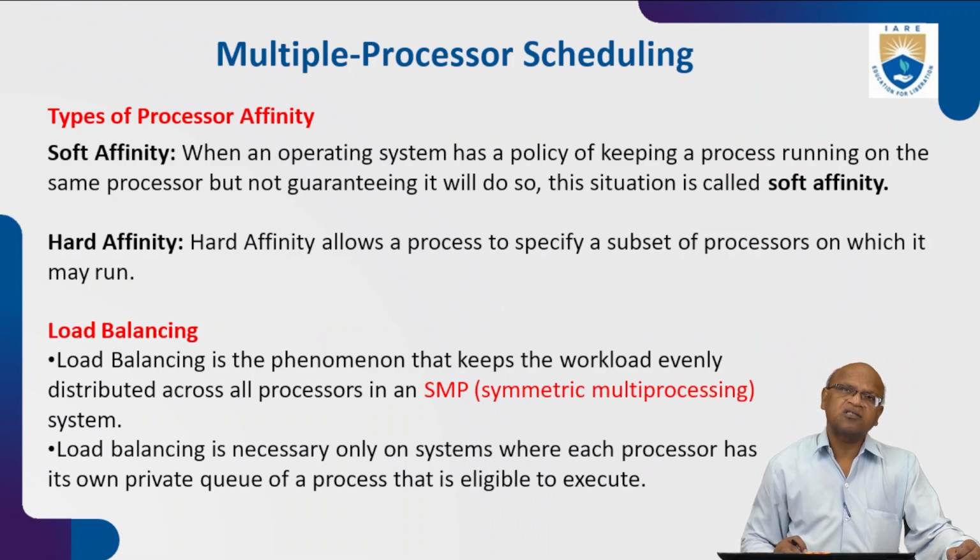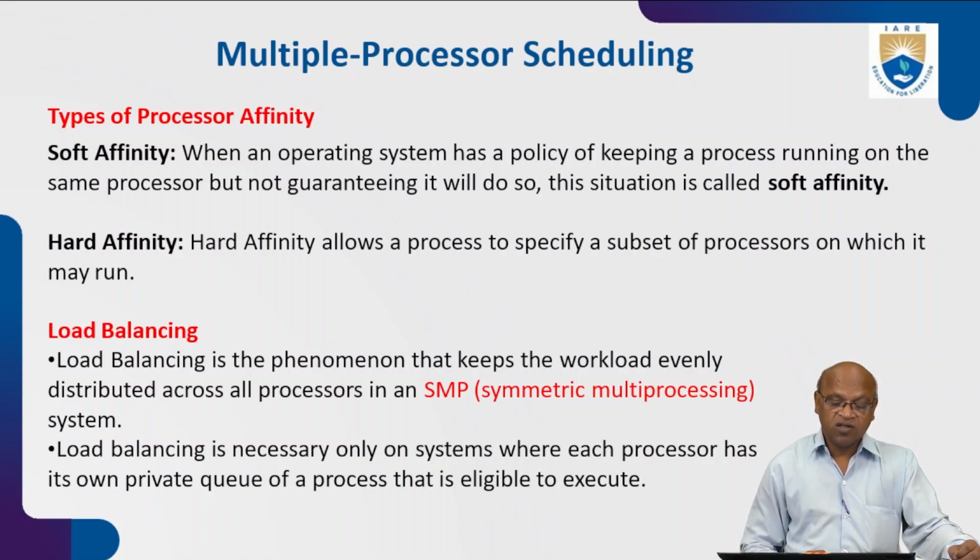Types of processor affinity. Soft affinity: when an operating system has a policy of keeping a process running on the same processor, but does not guarantee that it will do so. This situation is called soft affinity. Hard affinity allows a process to specify a subset of processors on which it may run. Then there is load balancing. Load balancing keeps the workload evenly distributed across all processors in a symmetric multiprocessing system.